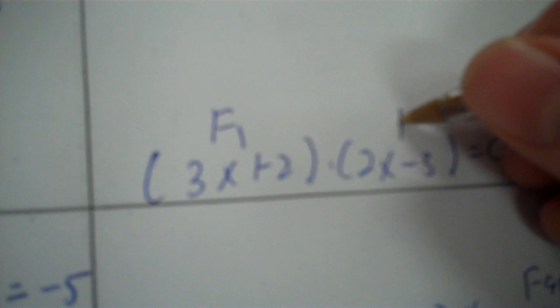Now look at your x's. 3x times 2x, 6x second. Now behind the x is 2 times negative 3 is negative 6, so it matches. So 3x plus 2 times 2x minus 3 equals 0. So F1, F2. So 3x plus 2 could equal 0, or 2x minus 3 could equal 0.